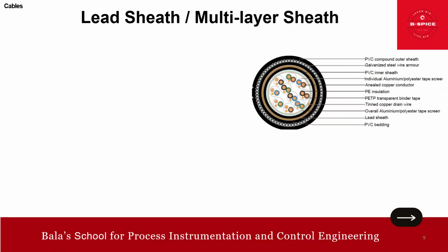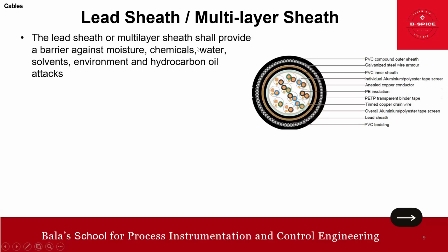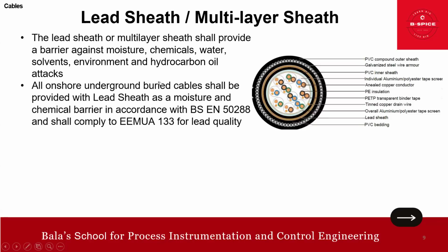Then we have the lead sheath, right? This one, the lead sheath, or multi-layer sheath. Lead sheath or multi-layer sheath will provide a barrier against moisture, chemical, water, solvent, environment, and hydrocarbon attacks. So this is the purpose. All onshore underground buried cables shall be provided with lead sheath. Just remember this as a moisture and chemical barrier in accordance with BS EN 50288 and comply with EEMUA 133 for lead quality. Okay, friends, so just remember that.